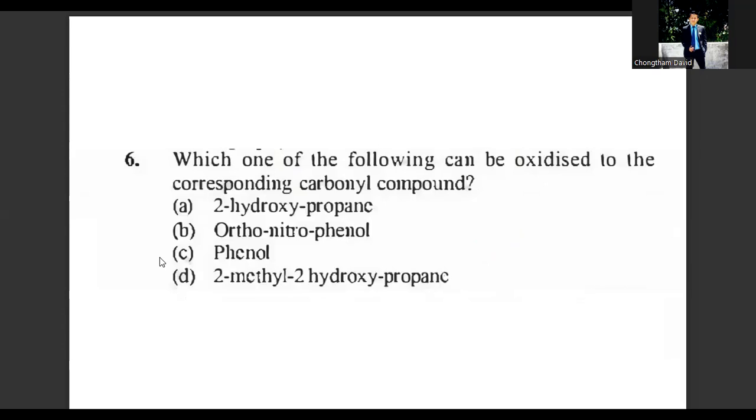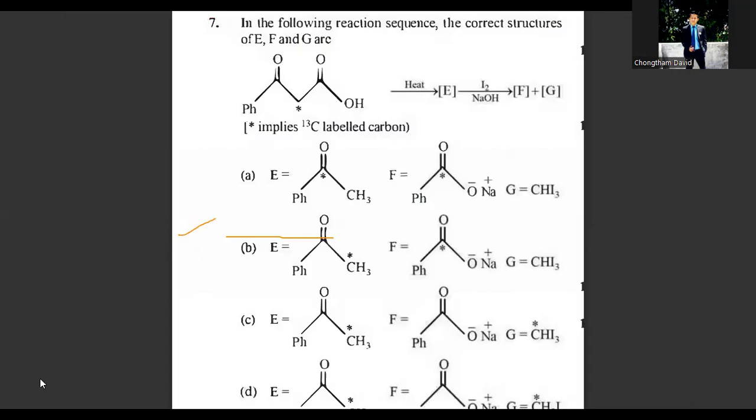Which one of the following can be oxidized to the corresponding carbonyl compound? A 2-hydroxypropane, B orthonitrophenol, C phenol, D 2-methyl-2-hydroxypropane. It's very easy to answer. The option would be B. Orthonitrophenol will be the compound that can be oxidized to carbonyl compound. Question number 7. Let us see.